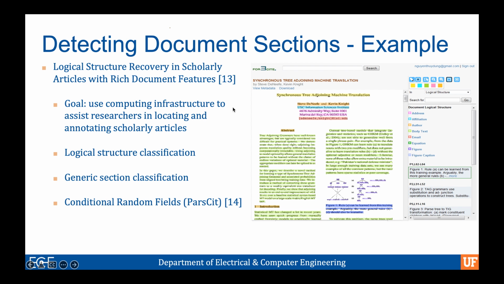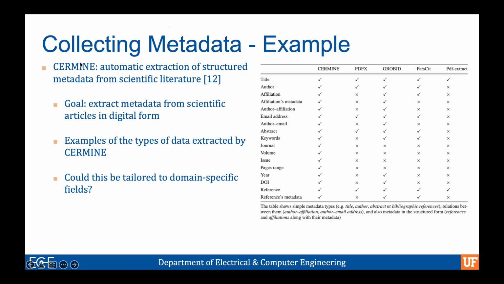The goal was to use computers to assist researchers to locate and annotate scholarly articles, similar to what we're trying to do. And they used conditional random fields. Parsit is a tool that they used, which is what you see on the right-hand side over here. Collecting metadata, this is another example. Sermine, this is another paper that discusses a similar problem where they are trying to extract the metadata from journals. So again, title, author, affiliation. These over here on the right show some other tools that you could use to do the same thing.